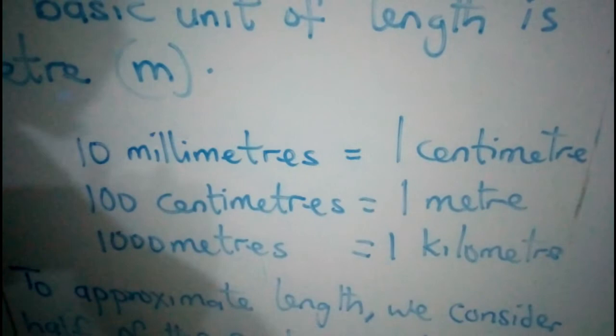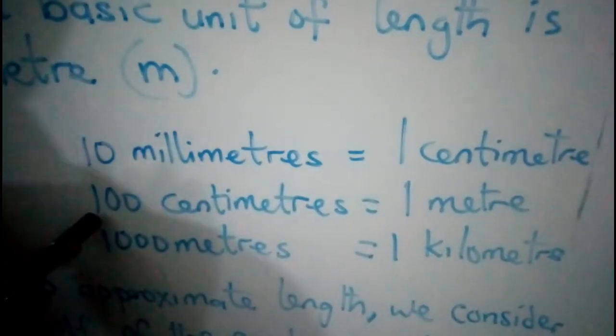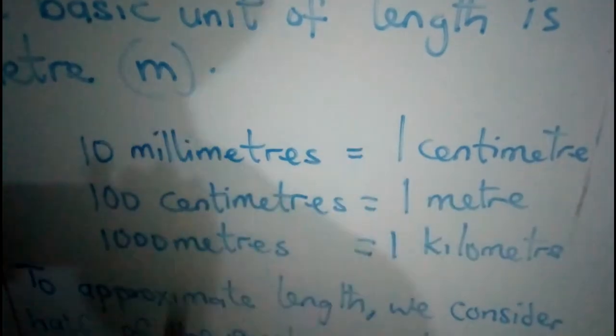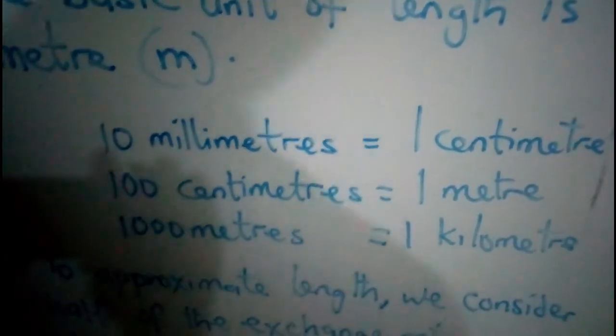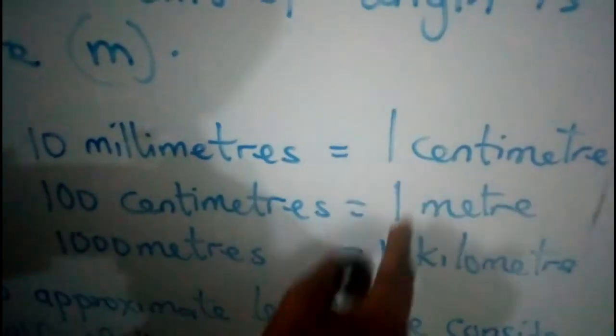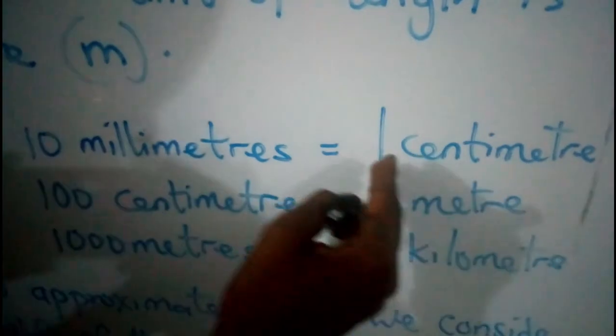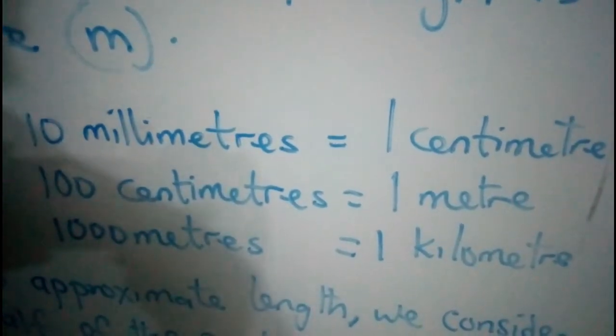I take it one more time. 10 millimeters make 1 centimeter. 100 centimeters make 1 meter. 1000 meters make 1 kilometer. Now looking at this unit very well, the ones on this side with 1 are called bigger units, while the ones with other numbers on the left hand side are called smaller units.